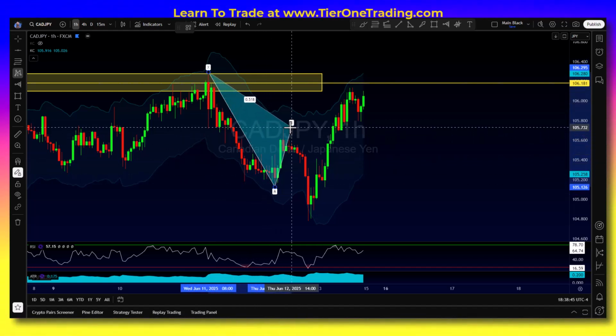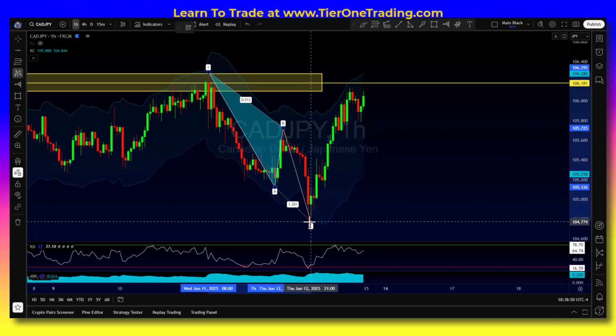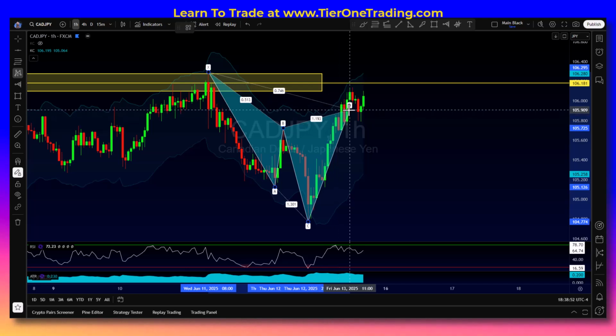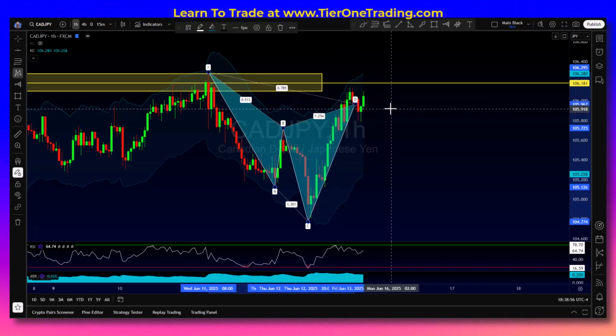Our retracement right here is going to be our A to B. Our extension down here is going to be our B to C. And right up about here was our completion point, right at the 786.